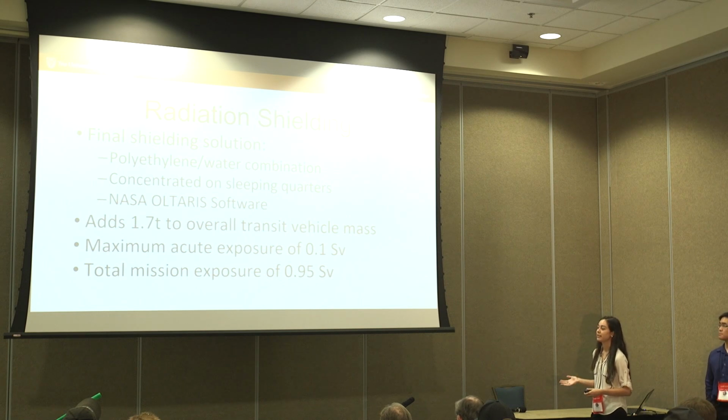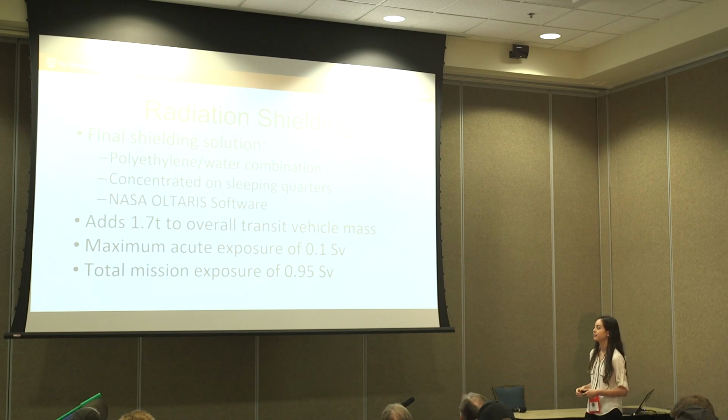Like I mentioned earlier, we broke it down so that 2 astronauts would go to the surface. A week later, 2 astronauts would go, and then 1 would stay in orbit the entire time. But even considering that each of those astronauts is going to have a different dosage, none of them will receive a total mission exposure dose of more than 0.95 sieverts. And since the water is what is already necessary for the mission, we didn't consider it an added mass. The only added shielding is the polyethylene, and that adds 1.7 tons to the overall transit mass, which we deemed acceptable considering the trade-off.